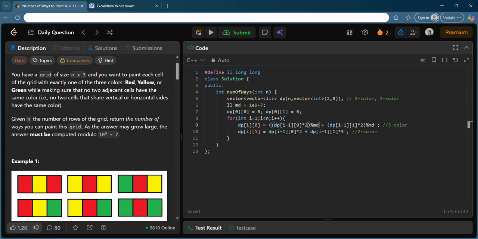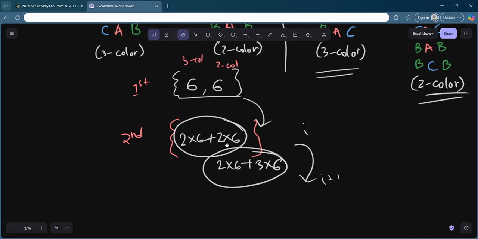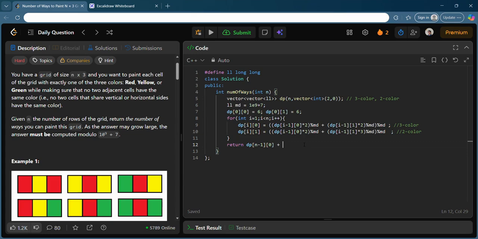So this whole modulo we are having, and you can just copy this and have a 3 over here, right? You will get dp both of them, and what you need to return is very simple. N minus 1, 0. See, what if n equals 1, what was the answer? 6 plus 6, 12 is the answer, right? So both of them you just need to add and return.